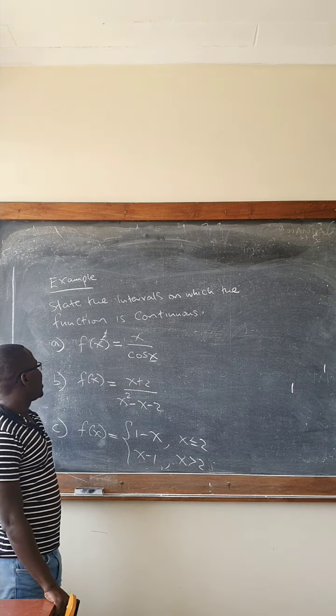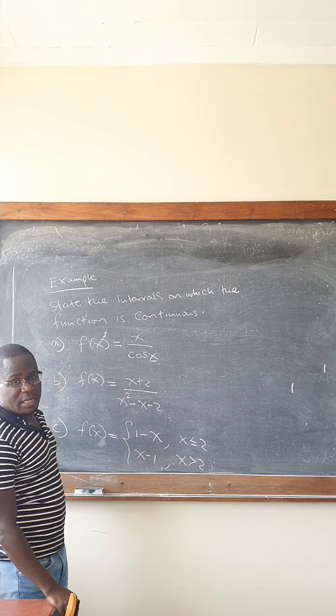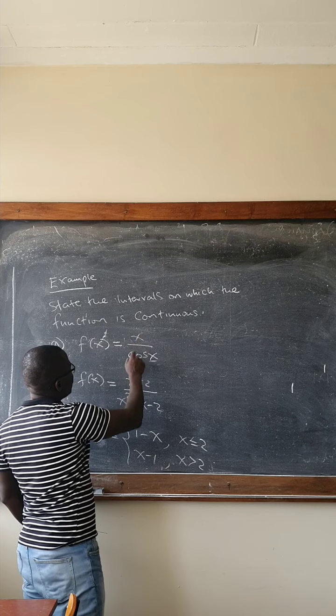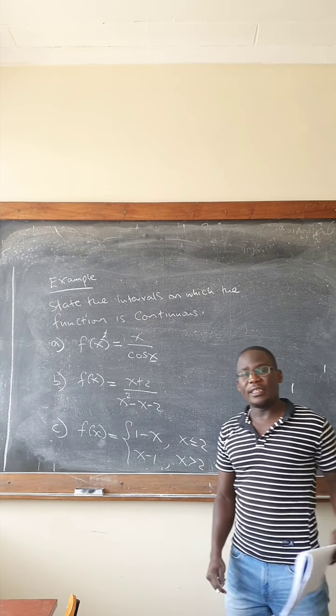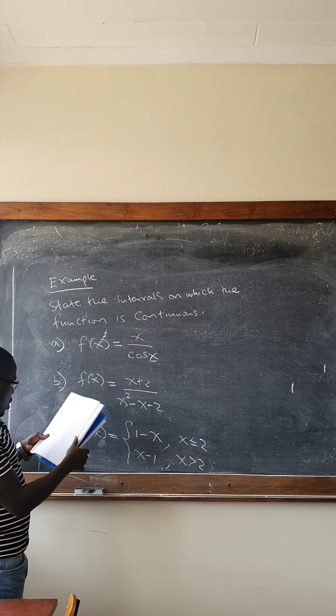So if the denominator is 0, the function is not defined, because this will be x over 0, and therefore the value of f at that point will not exist.